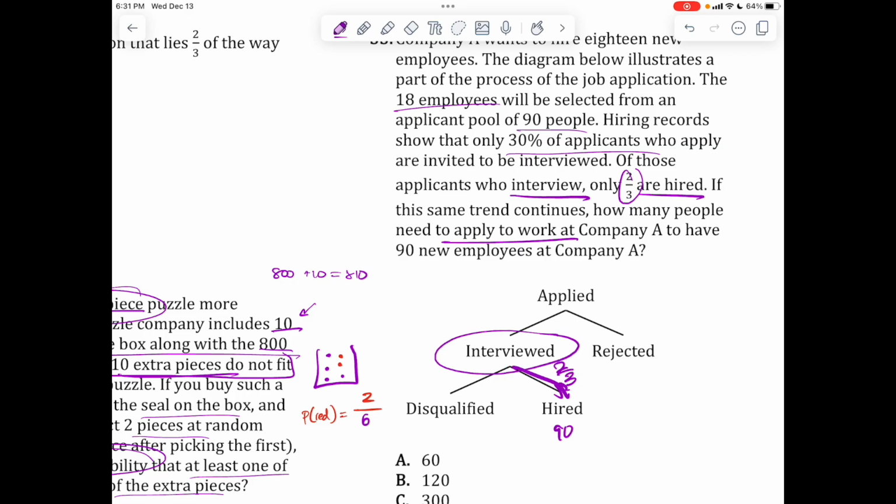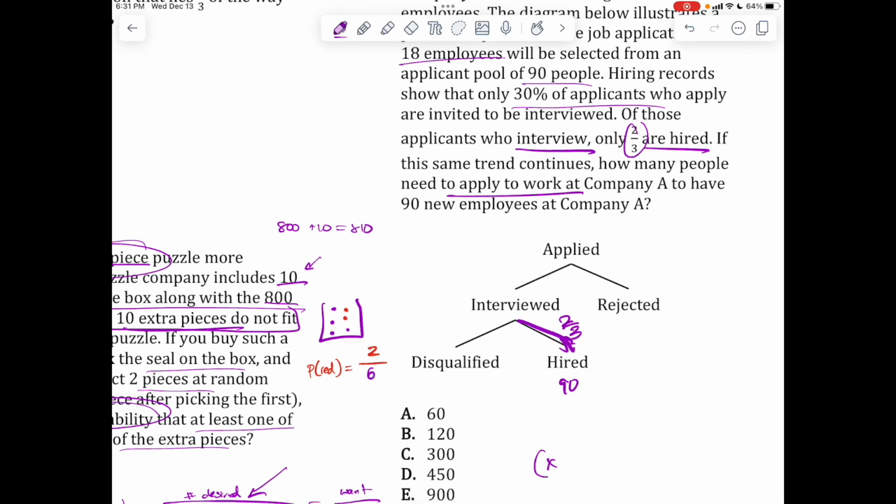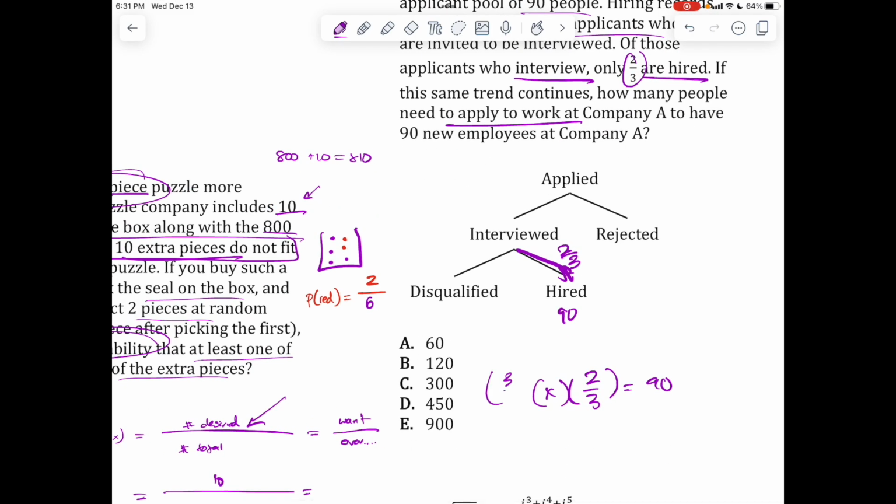So some number times 2/3 is equal to 90. Let's just call it x. x times 2/3 is equal to 90. I can just multiply both sides by the reciprocal. These two cancel out. x is equal to 90 times 3/2, which is equal to 135. That means if I have 135 people that interview, I will get 90 hires, because only 2/3 of those that interview end up getting hired.